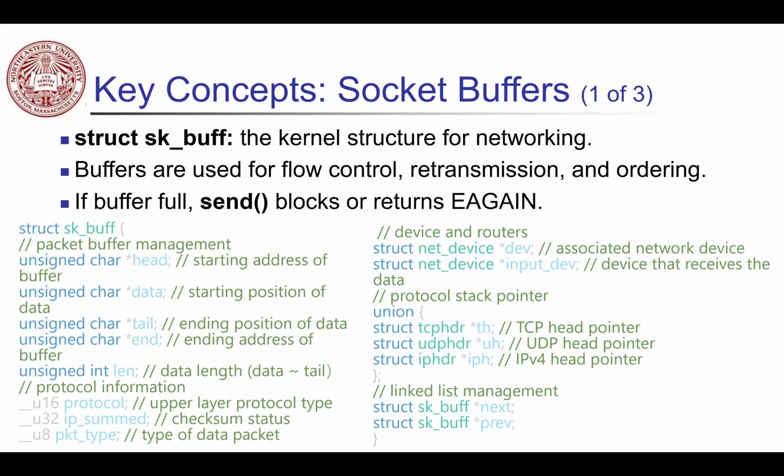Now, I'd like to introduce three key concepts in kernel network. The first one is socket buffers. The struct sk_buff is a kernel structure for networking. Buffers are used for flow control, retransmission, and ordering. If the buffer is full, send function will block or return EAGAIN, unless it is in non-blocking mode. These buffers help control flow and avoid data loss under high load.